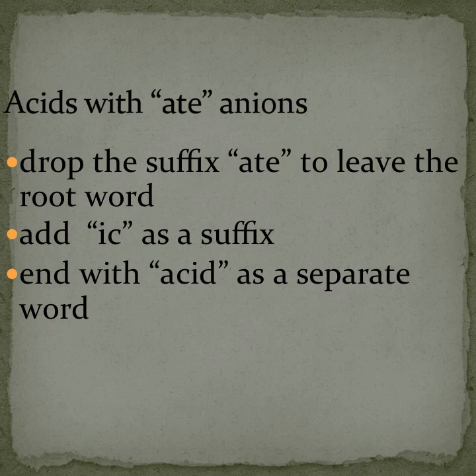Alright, so then we have anions that end in ATE. If you see that you have an acid whose anion ends in ATE, you're going to drop the suffix ATE, leave the root word, add IC as a suffix, no prefix once again. The only one that gets a prefix is the anion that ends in IDE. And you're going to add acid as a separate word.